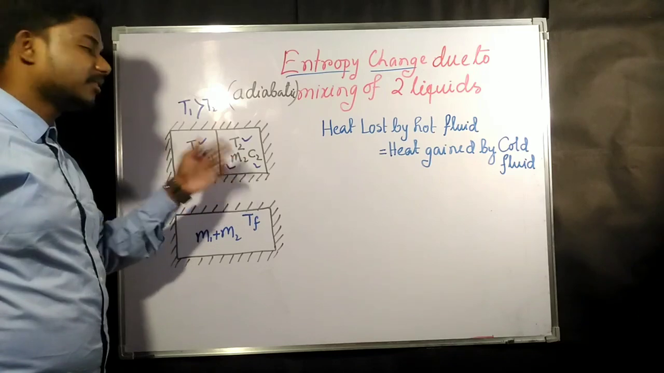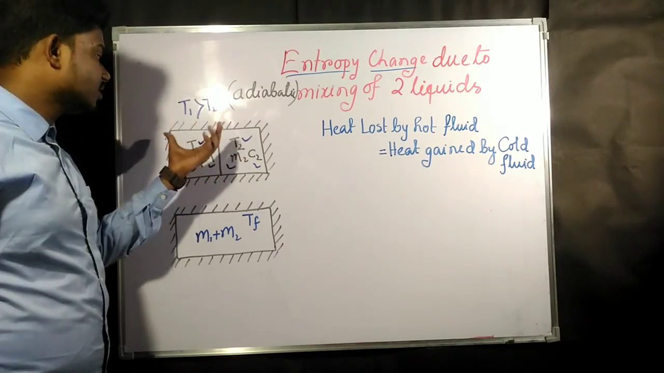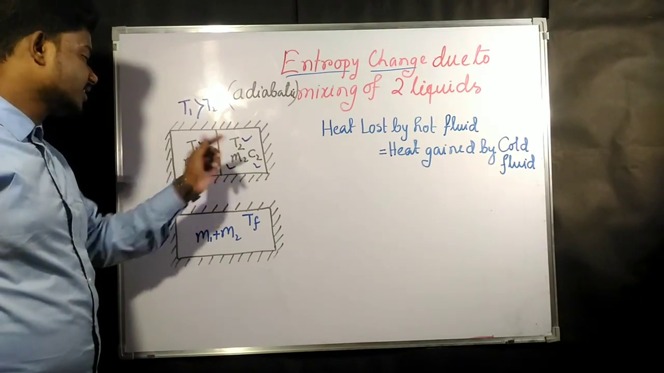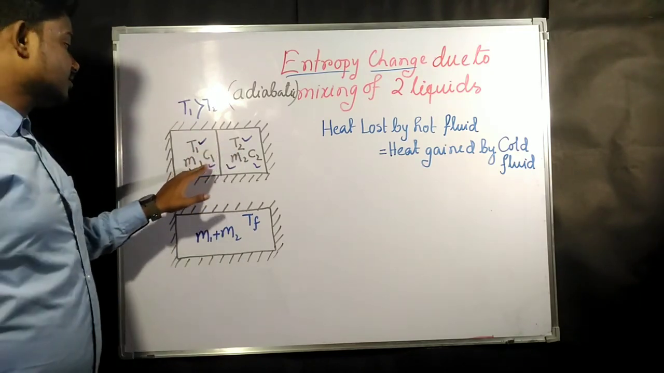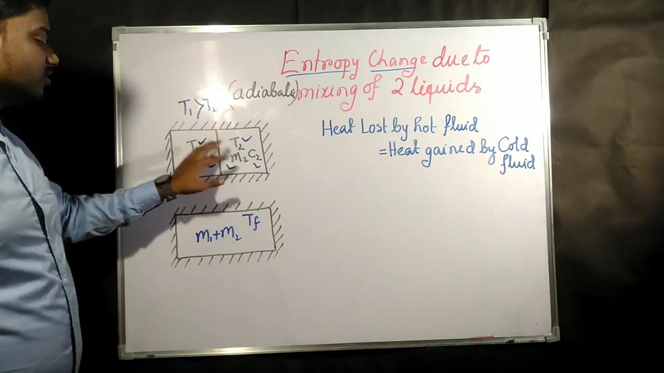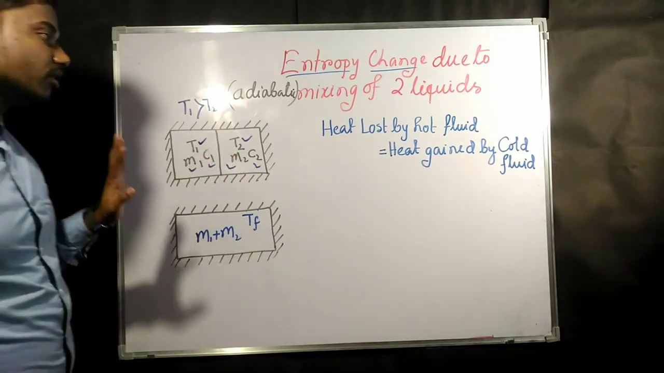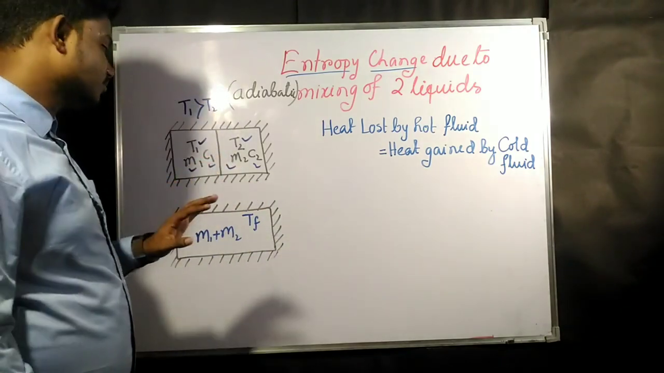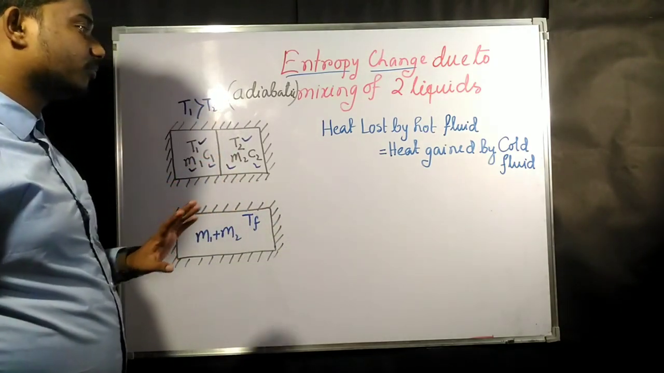If the mass was the same and the specific heat was the same, then we could have said that the final temperature was going to be the average of T1 and T2. But here M1, C1 are different for both fluids, so the final temperature is not going to be the average. We will find out what the final temperature is going to be, and then we will find out the entropy change.